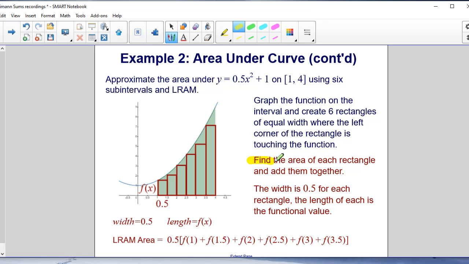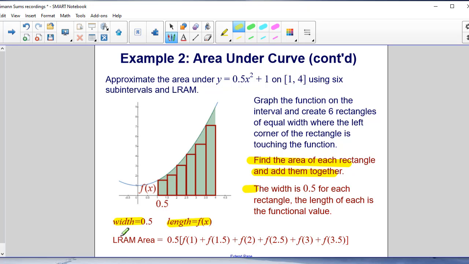Now we're going to find the area of each rectangle, and we're going to add those areas together to find the total area under the curve from 1 to 4. Now keep in mind that the width is 0.5 for each rectangle, and the length of each is the functional value. So the width will be left and right at 0.5. The length will be the up and down component, which is designated by f of x.